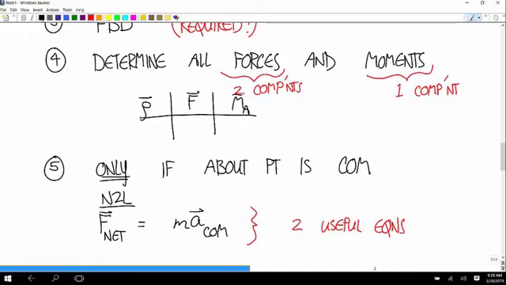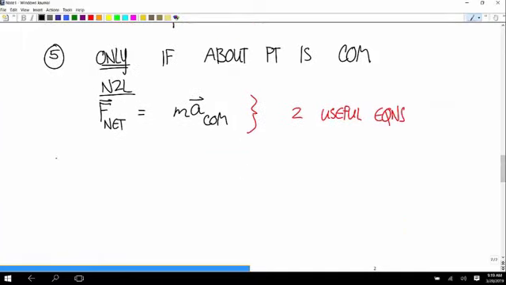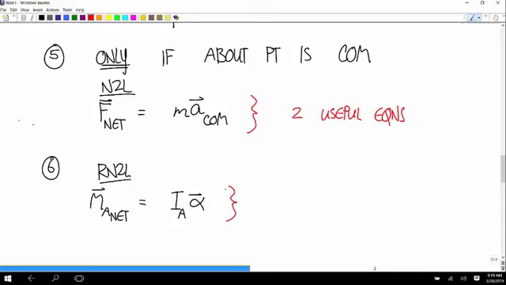And then step 6, we're always going to do. What do you think that's going to be? Moment, yep. So rotational Newton's second law. This we're going to do in every problem, no matter what the about point is. So sum of the moments is equal to the mass moment of inertia about A times the angular acceleration. How many useful equations are we going to get out of this? 1.